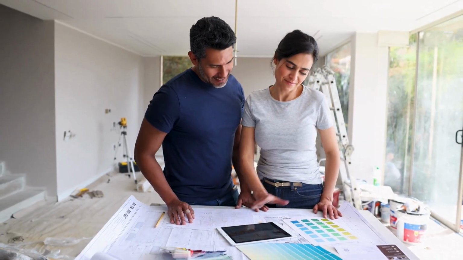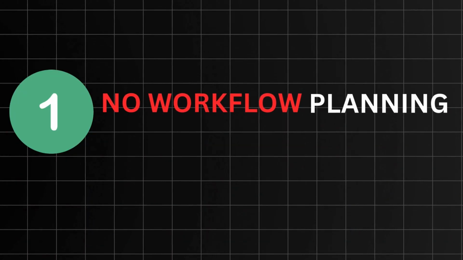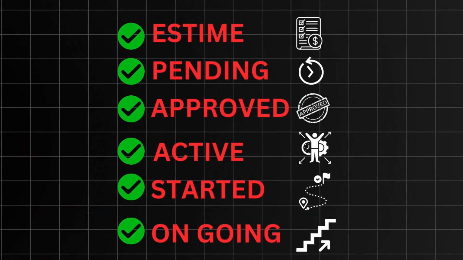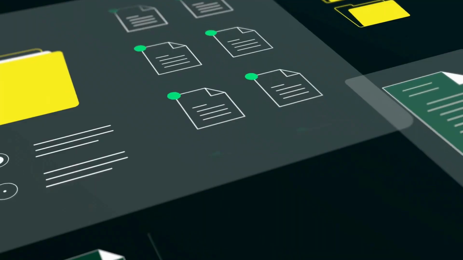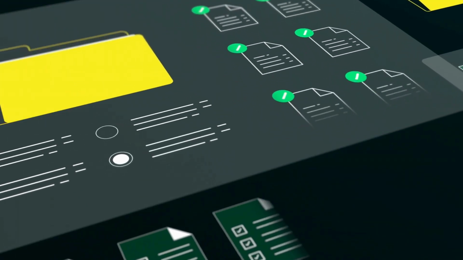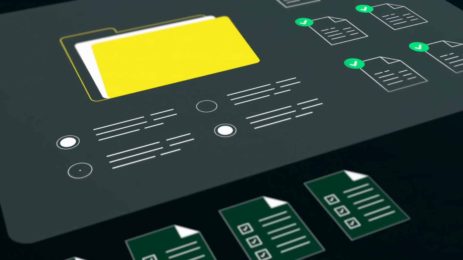The very first mistake that we often see when we're starting to help builders implement JobTread is no workflow planning before setup. Most contractors just get in there and start to create statuses: estimate, pending, approved, active, started, ongoing, and nobody knows what to do next. There's a couple of statuses in there, and where do we put this, what are the nuances of all of those, what does that mean? While it's great you're starting to use it, it's still confusing because there's no clear workflow for how you work that project through each of those statuses.